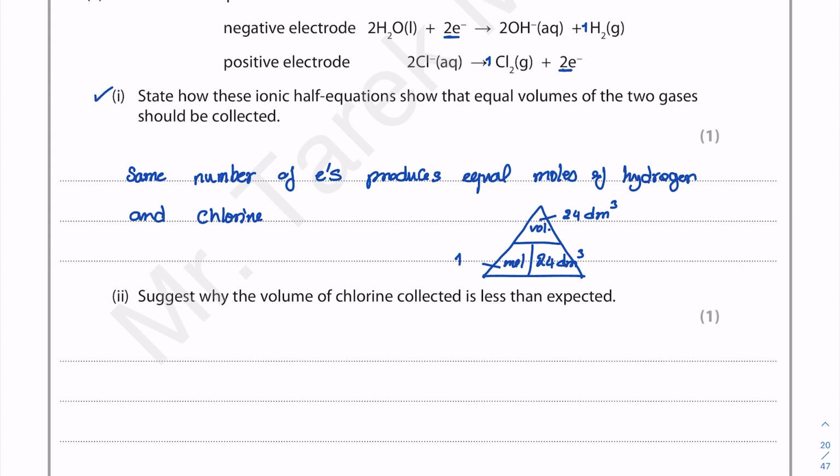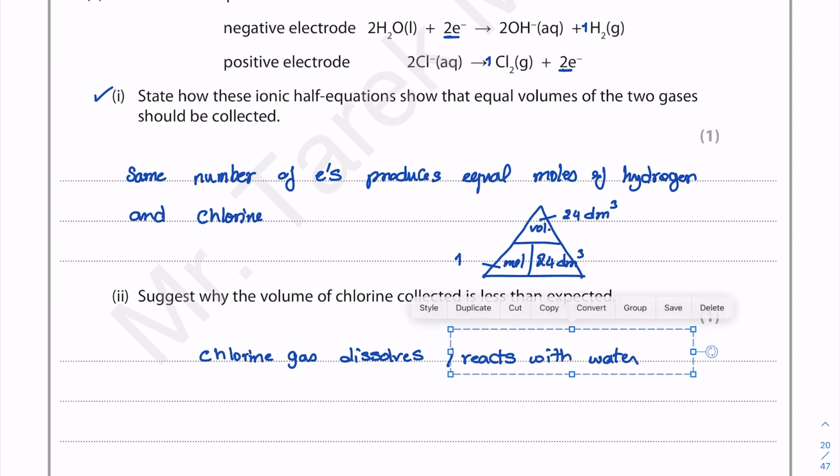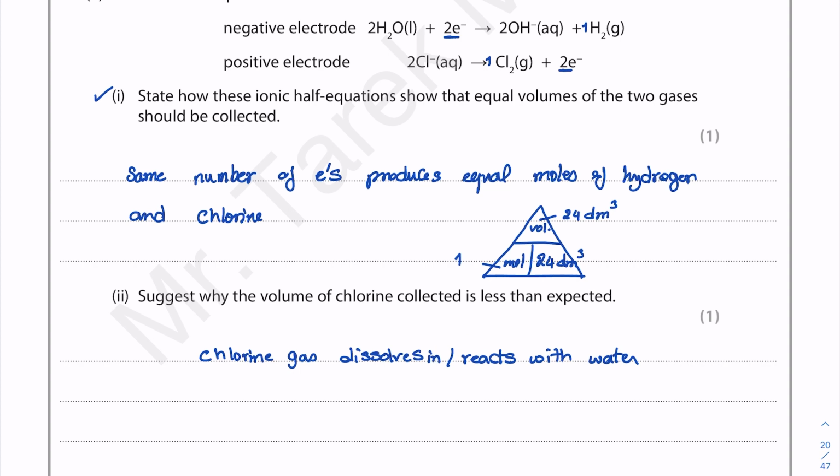Double I. Suggest why the volume of chlorine gas collected at the anode is less than expected. Because chlorine gas dissolves in water. You can also write that it reacts with the water. So chlorine gas dissolves or reacts. Either dissolves in water or reacts with the water. Both are accepted.